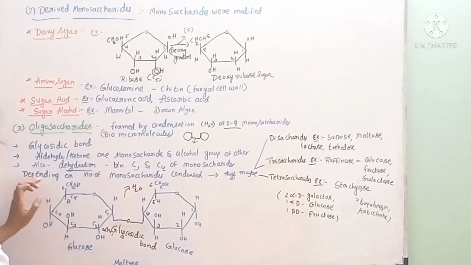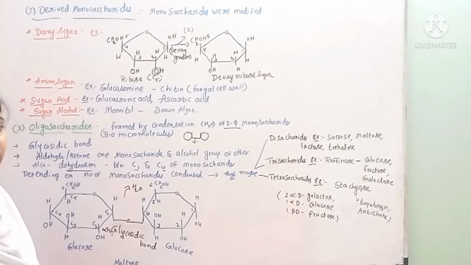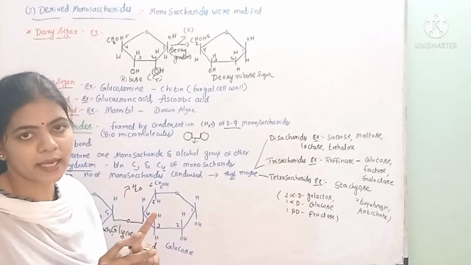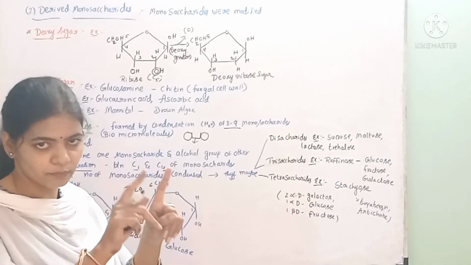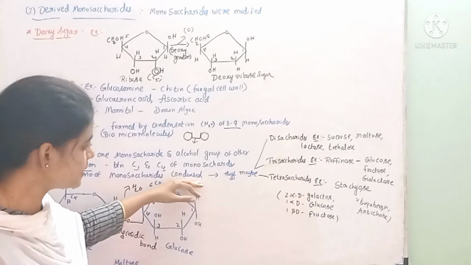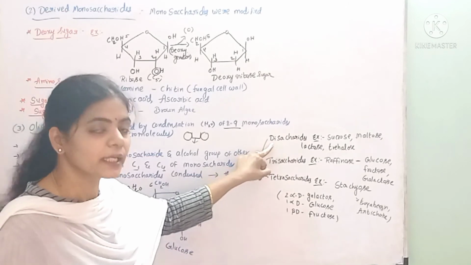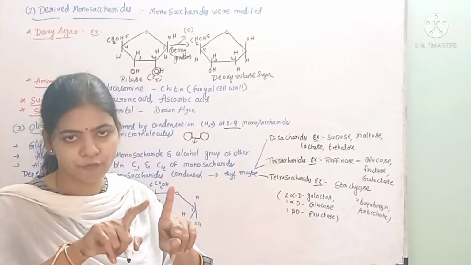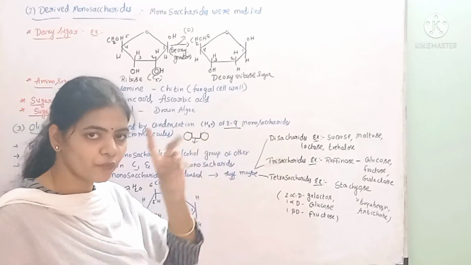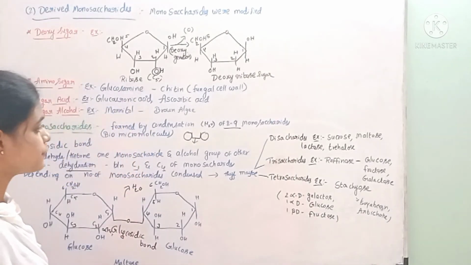And here, depending upon the number of monosaccharides condensed, these oligosaccharides are of different types. Here we have studied how these oligosaccharides are formed by the condensation of monosaccharides by forming glycosidic linkages. Depending upon the number of monosaccharide units that have been condensed, there are disaccharides, trisaccharides and tetrasaccharides. Disaccharides means what? If two sugars have been condensed and connected by means of a glycosidic bond, that is called a disaccharide. They consist of only two sugars. Examples: sucrose, maltose, lactose, sucralose are the examples for the disaccharides.